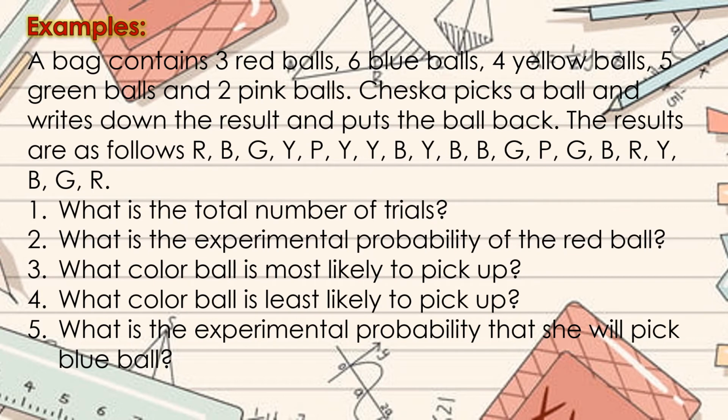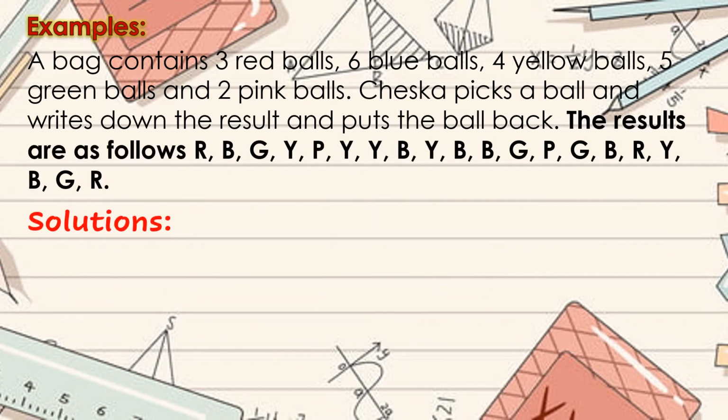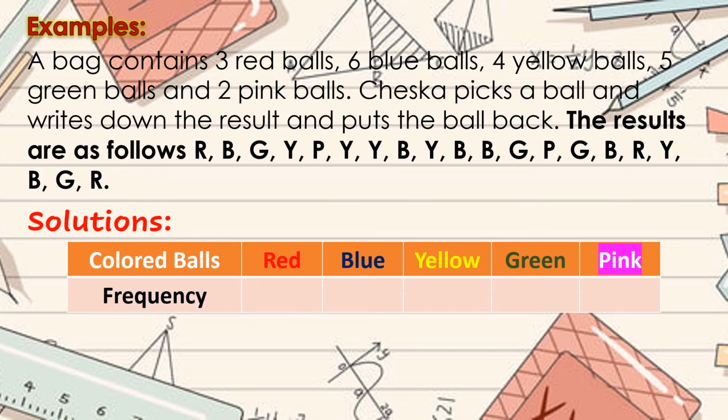The questions are: what is the total number of trials? What is the experimental probability of the red ball? What color ball is most likely to be picked? What color ball is least likely to be picked? And what is the experimental probability that she will pick a blue ball? For the solutions, let's have a table. Ang mga balls na nasa loob ng ating container, o bag, ay red, blue, yellow, green, and pink.